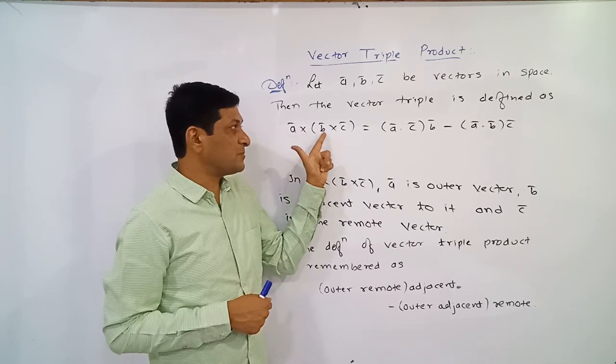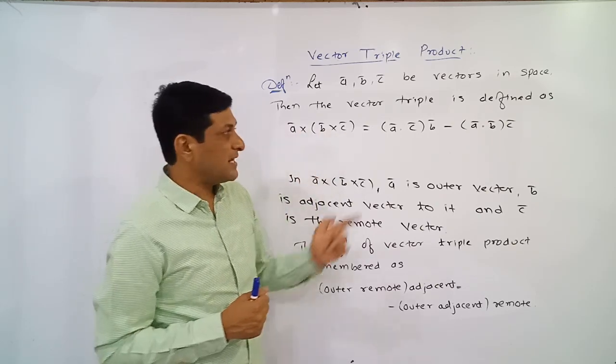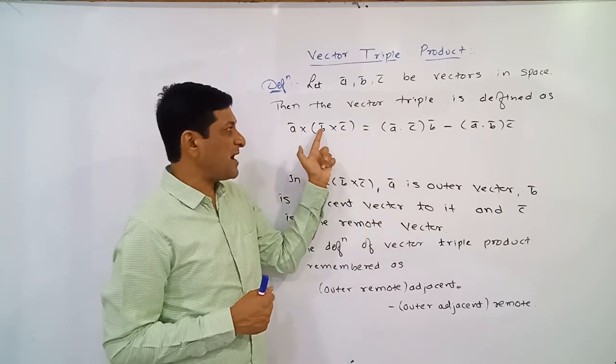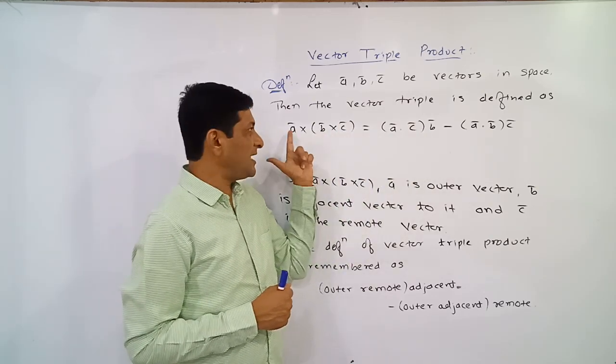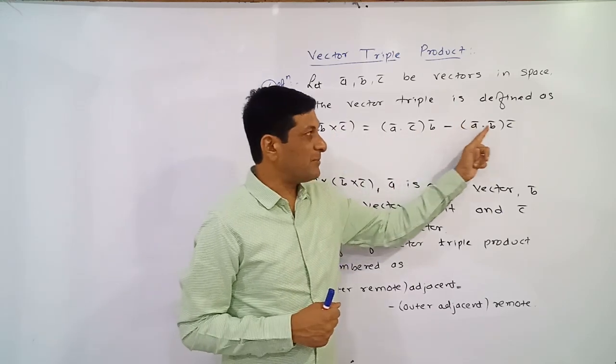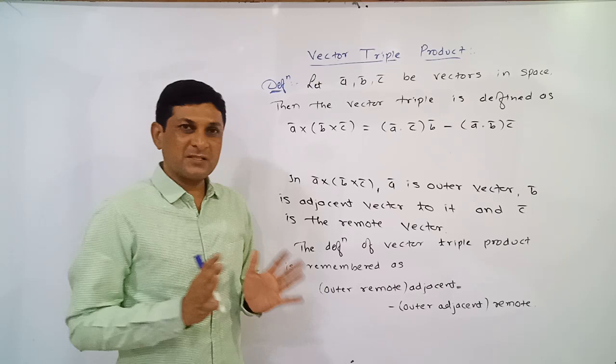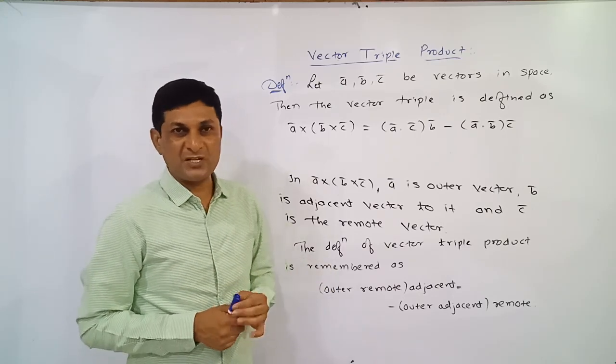A bar cross B bar cross C bar is defined as A bar dot C bar into B bar minus A bar dot B bar into C bar. So you have to remember this definition. We will discuss some techniques also to remember this definition.